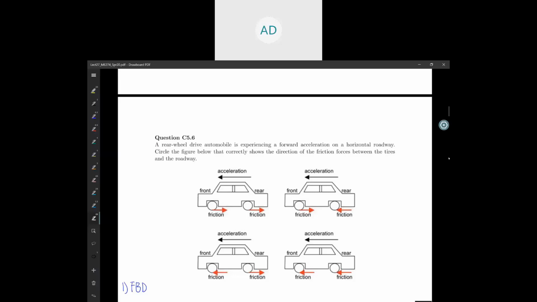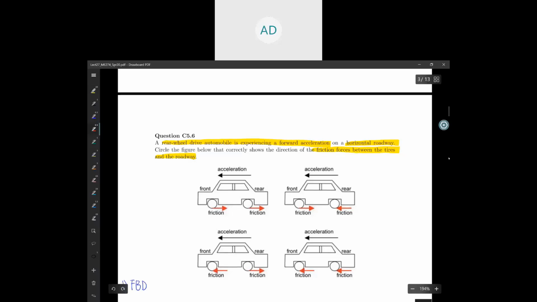Welcome everybody. We're going to continue the study of rigid body kinetics by looking at the conceptual problem C56 from your book. In this problem, we have a rear-wheel drive car that is experiencing forward acceleration on a horizontal roadway, and we're asked to find the friction forces between the tires and the roadway, choosing amongst these four options that we have below.